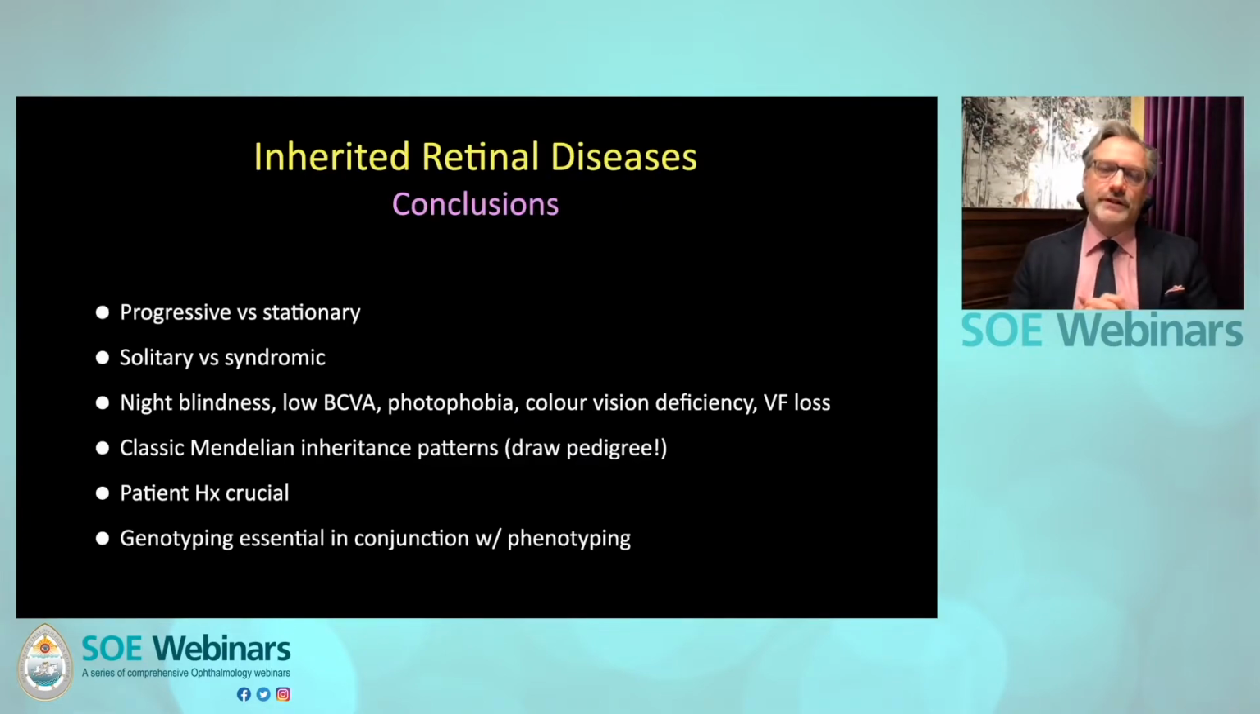In conclusion, I hope to have shown you that we have progressive and stationary diseases. Achromatopsia doesn't really change much. Some are solitary, but we have to think about the fact that some of them can be syndromic too. And then photophobia, night blindness, these are all things you have to talk about with your patient. Classic Mendelian inheritance patterns are applicable, and so therefore do draw a pedigree. It'll enlighten you as far as problems of the patients are concerned.